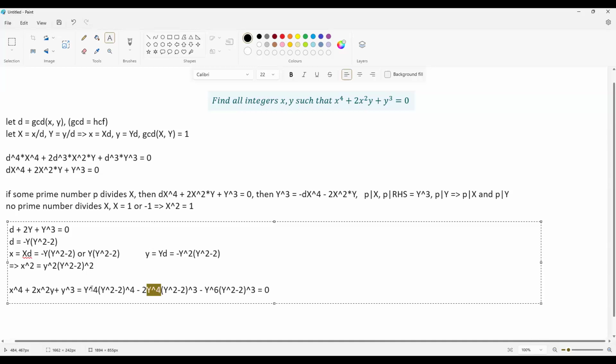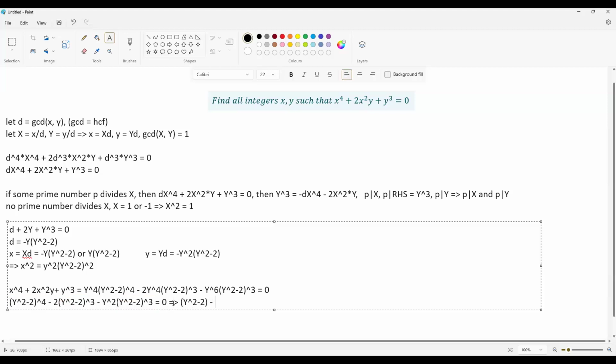And we can cancel out the y to the 4, making it into y squared minus 2 to the 4 minus 2 y squared minus 2 cubed minus y squared minus 2 cubed. And we can also cancel out the y squared minus 2 cubed to make it into y squared minus 2 minus 2 minus y squared.